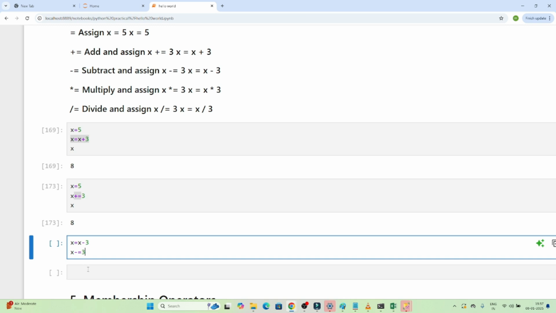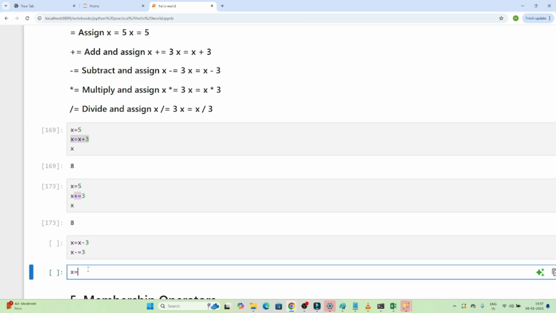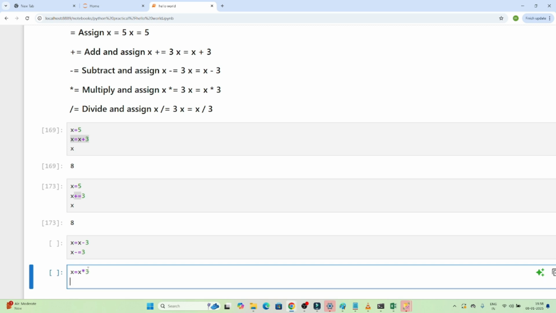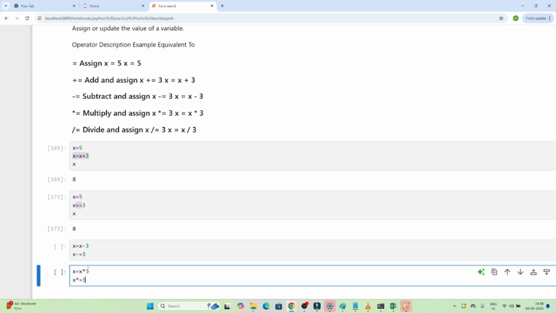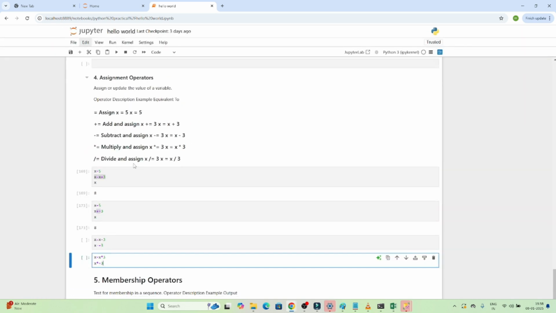Similarly, if you had to multiply, suppose you are writing x equal to x into 3. Instead of writing this, you can write x star equal to 3. Both will be the same. So like that there are multiple assignment operators, and you can use them. Similarly for division, if you write slash equal to, this will be the same.